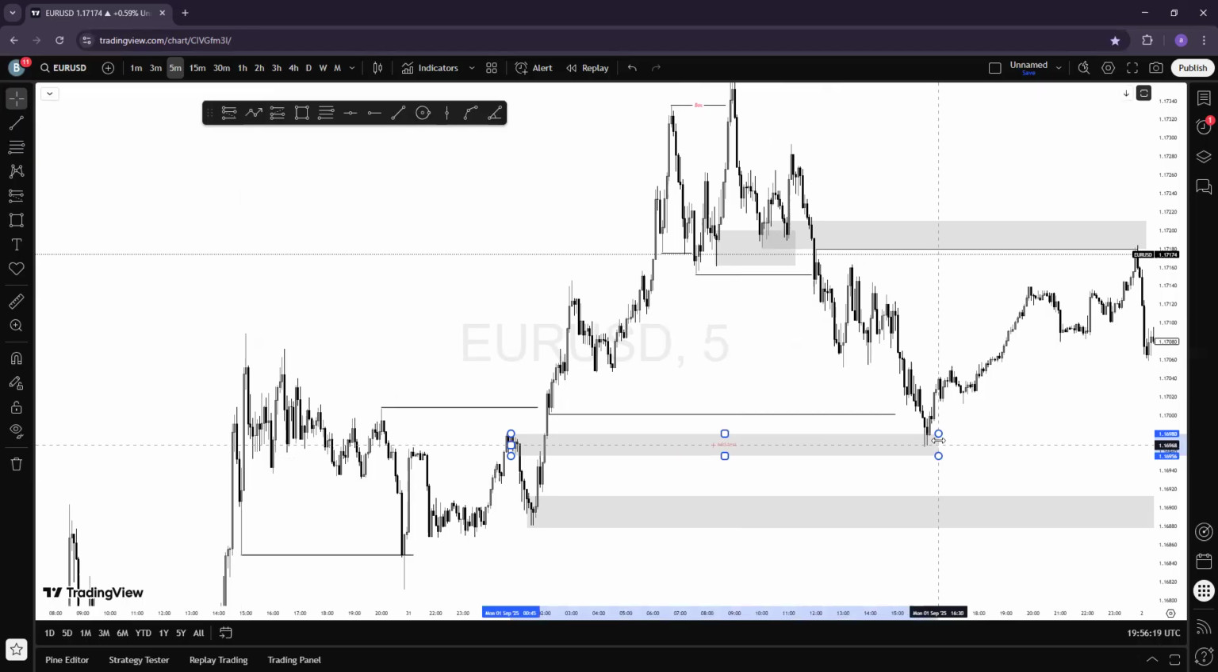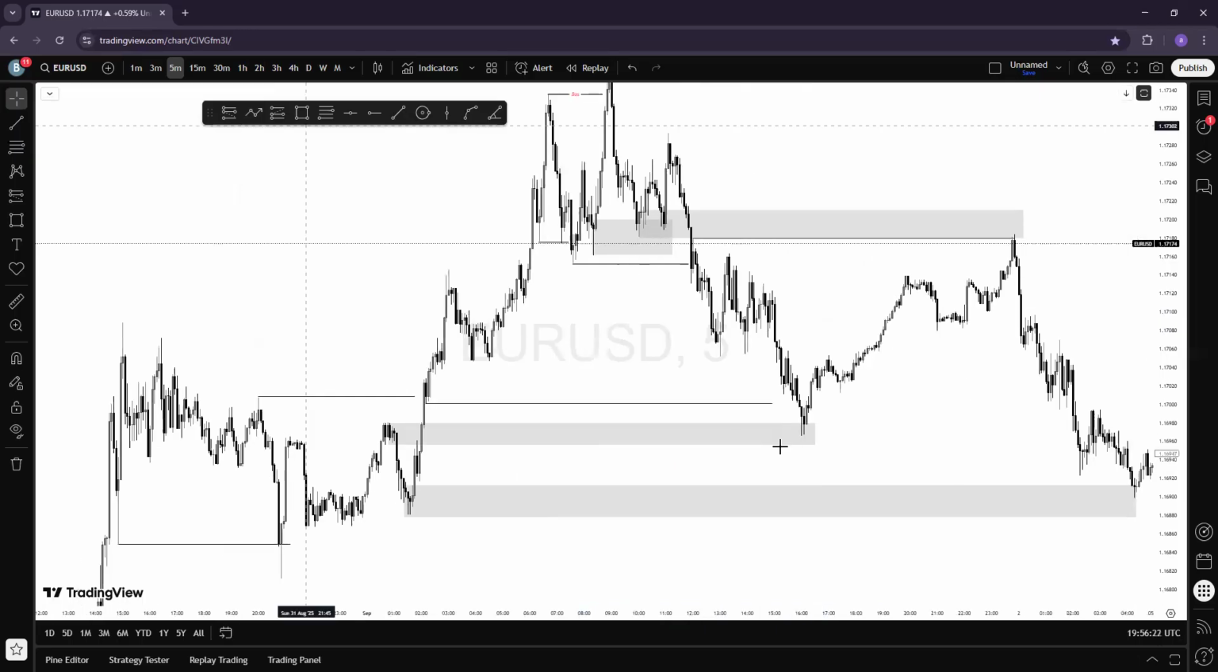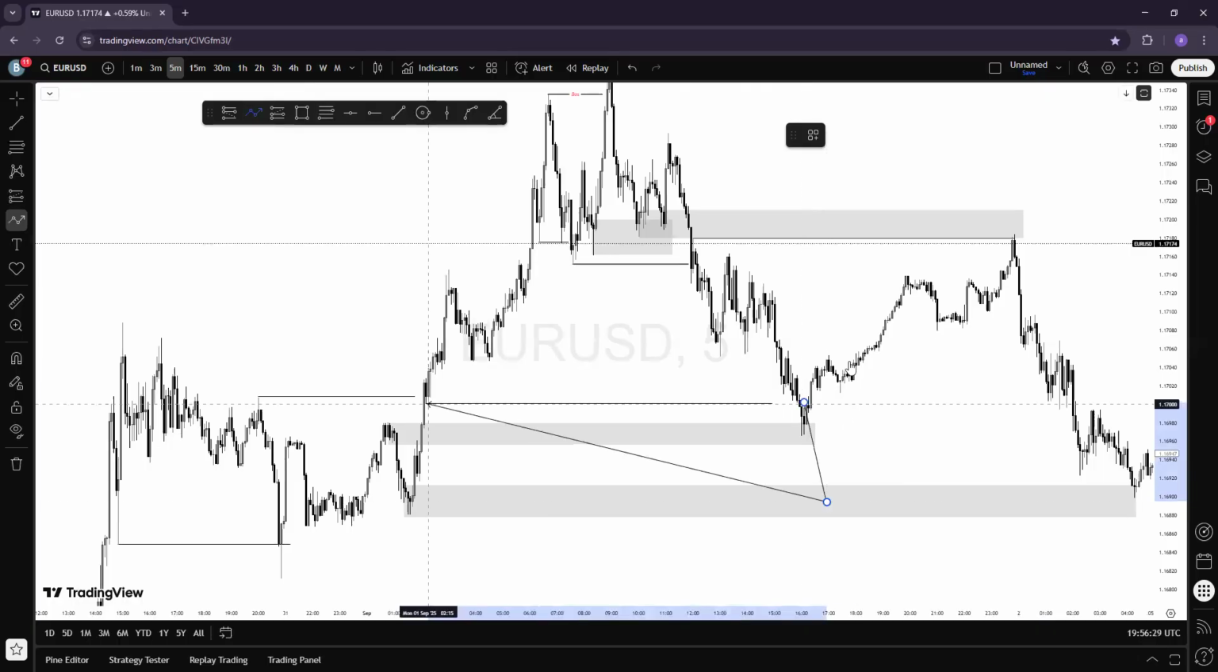So we got ourselves a breakout. The market did not ignore it. The market did not come here. It's too far. So how will you know what liquidity to target?